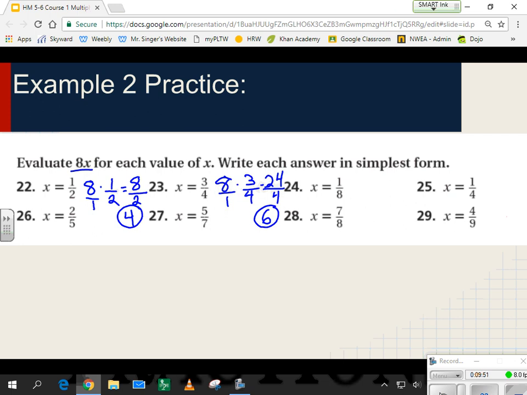Go ahead and do 24 through 29. Come back when you're done. Hopefully you have the right answers or your answers match what I have on the board. Good luck.